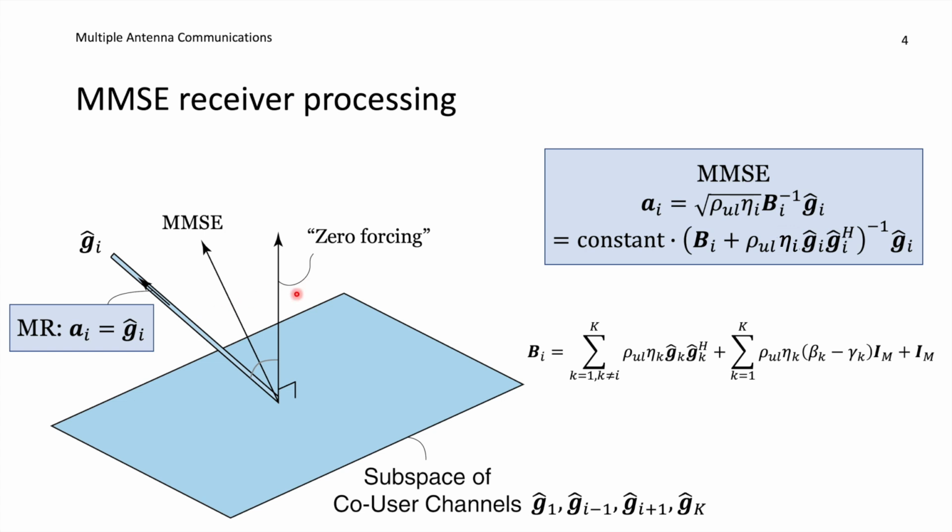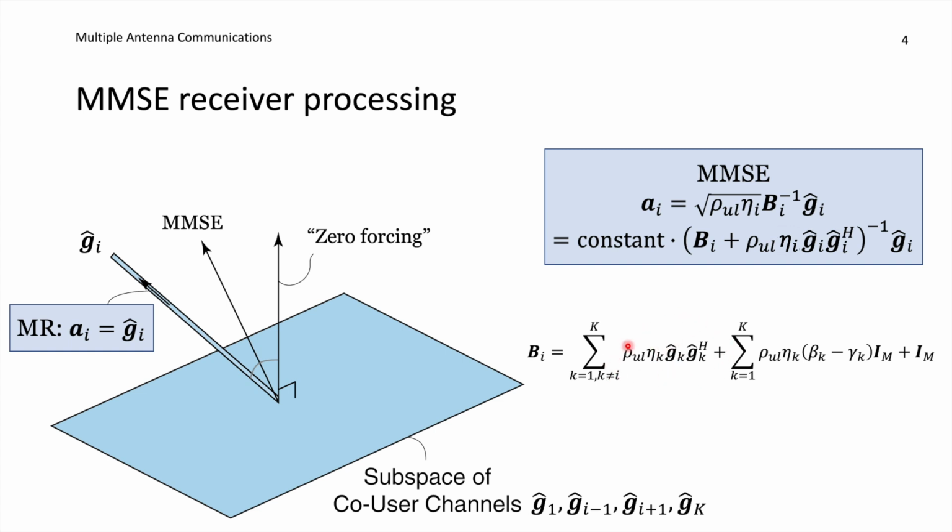So it finds the optimal balance between getting a strong signal with MR and getting rid of interference by selecting something that's orthogonal to the subspace. And this is something called zero forcing that we will consider later in this lecture. And mathematically, MMSE processing can be written as taking the estimate of the channel vector to the desired user and multiplying with the inverse of a matrix that is containing a sum of the estimates of all of the other users' channels, written here as an outer product.